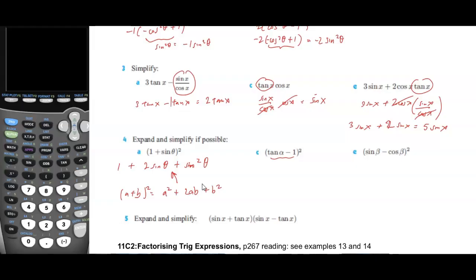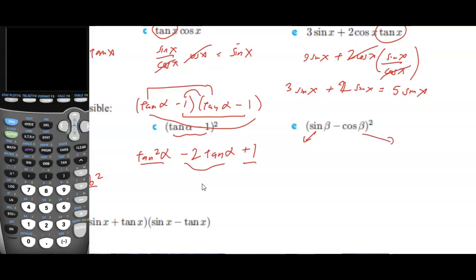Same thing here. We could use this identity again. Tangent squared alpha minus 2 tangent alpha plus 1. How did I do that? I just did FOIL. So first I multiplied the tan alphas together and got that. I multiplied the negative 1s together, I got that. And then I multiply the negative 1 times tan alpha, and I multiply those two together. I get negative 1 tan alpha twice. So then that would be a negative 2 tan alpha.